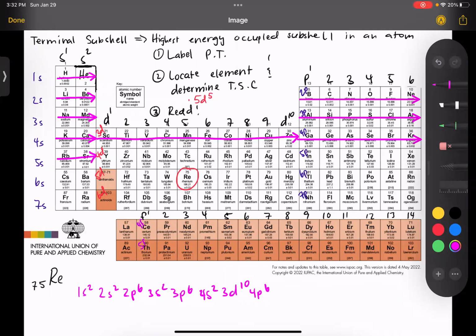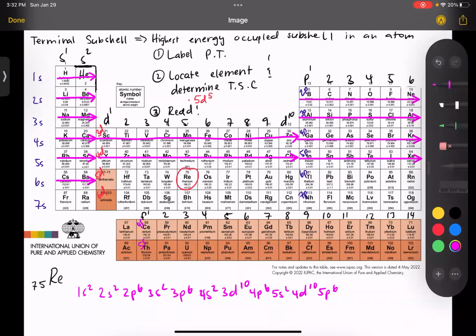and then 5s2, 4d10, 5p6. So that's 5s2, 4d10, 5p6. And now I go 6s2.